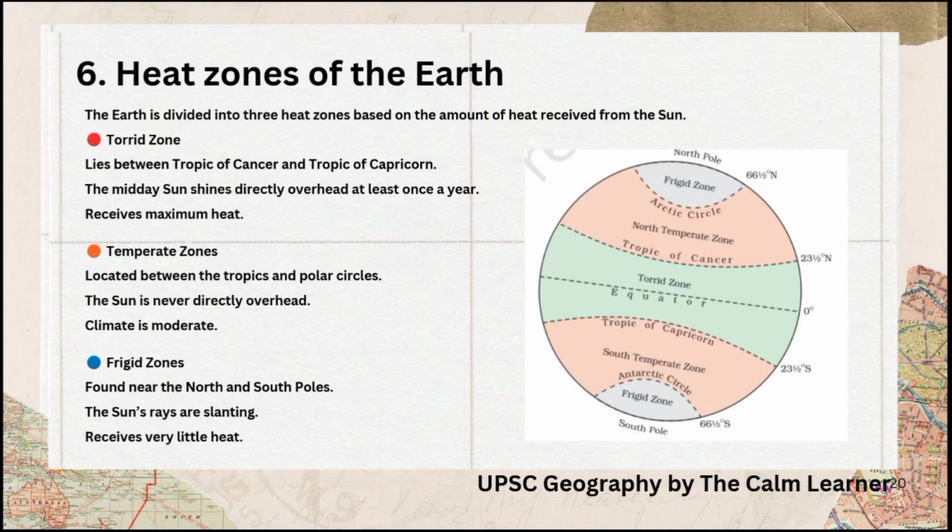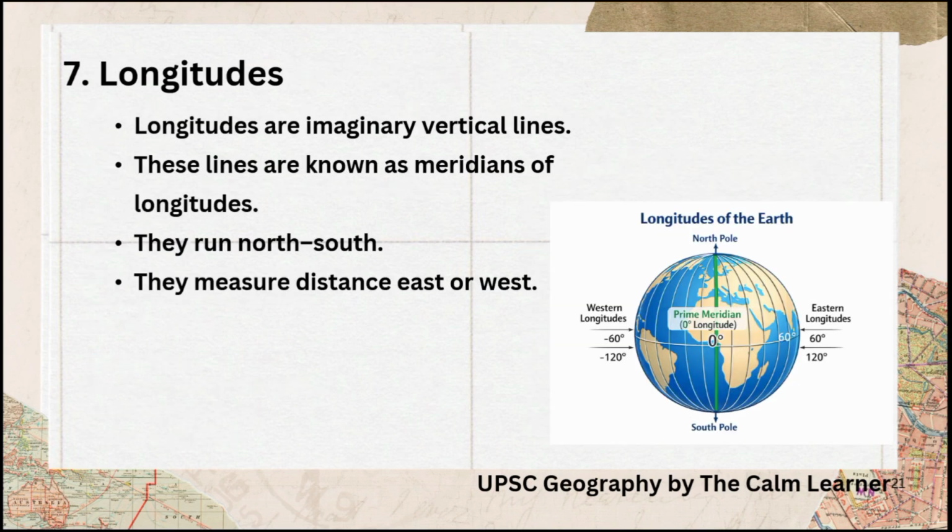So, we can now conclude that the closer a region is to the equator, the more heat it receives, and the closer it is to the poles, the less heat it receives. So, in the end, we can say that heat zones explain why different parts of the earth have different climates. Okay? Okay, so now let us move on to the next concept.